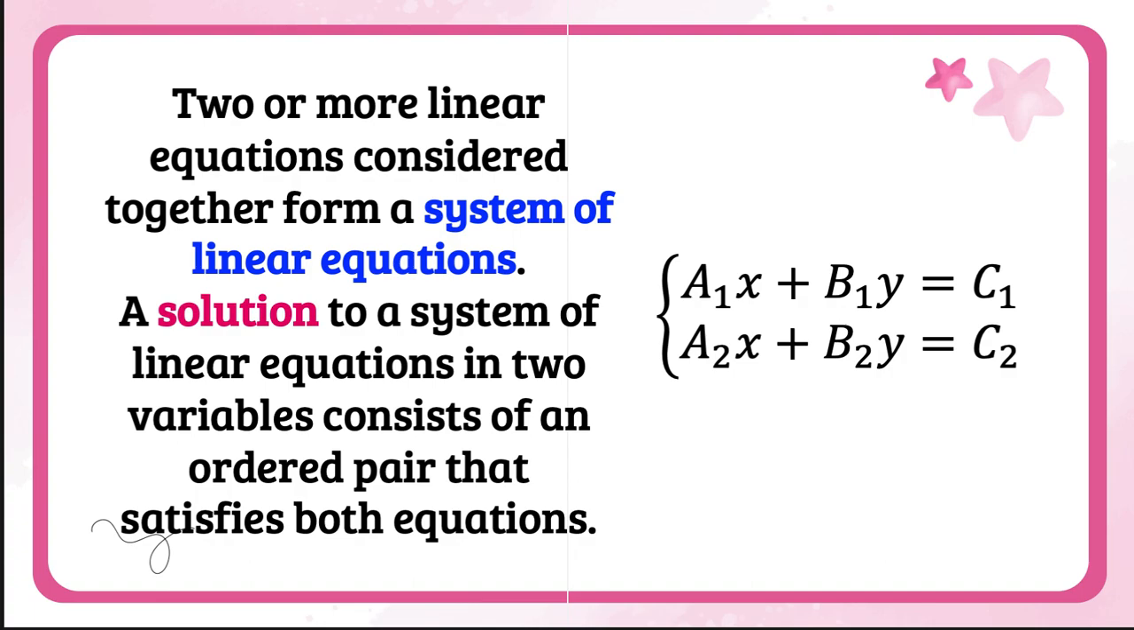So the standard form is a sub 1 x plus b sub 1 y is equal to c sub 1, and a sub 2 x plus b sub 2 y is equal to c sub 2. And the solution to the system of linear equations in two variables consists of an ordered pair that satisfies both of the equations. So again, when we say ordered pair, it consists of the values of x and y, or our x coordinate and y coordinate.